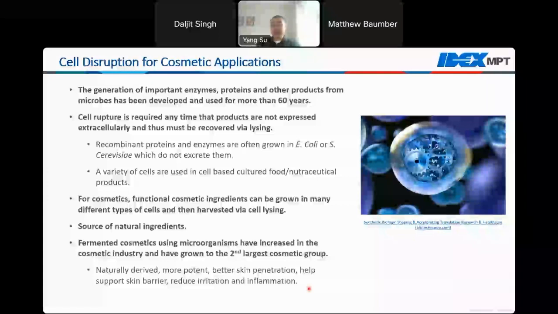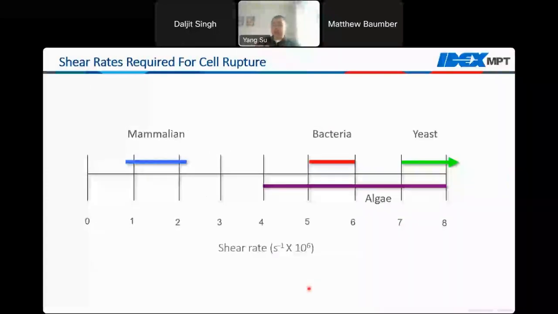Again, to fully utilize the potential of these fermented cosmetic ingredients, you often have to perform a cell lysing process and use the cell lysate as one of the ingredients for your product. So I mentioned the importance of rupturing the cell to release the functional ingredients or the product from within the cell. And I also mentioned there's a variety of different types of cells that can be used. Each is different and will require different shear forces to break open the cell membrane.